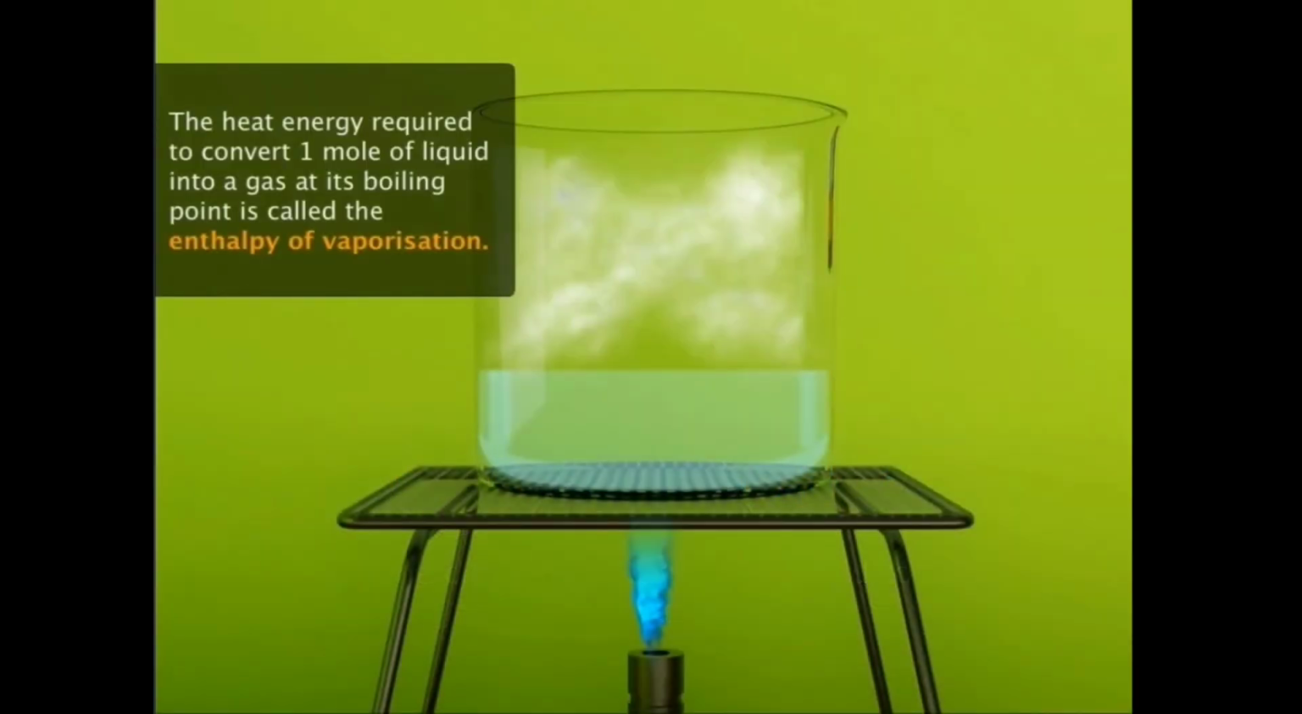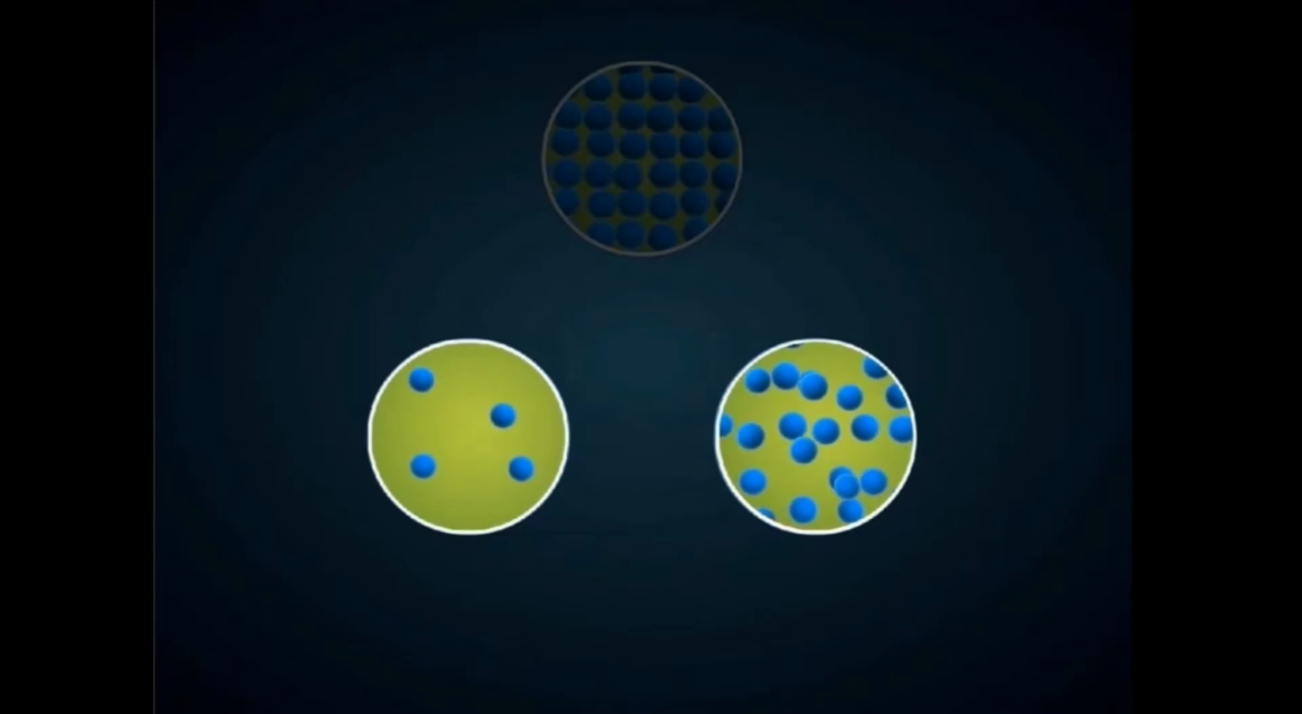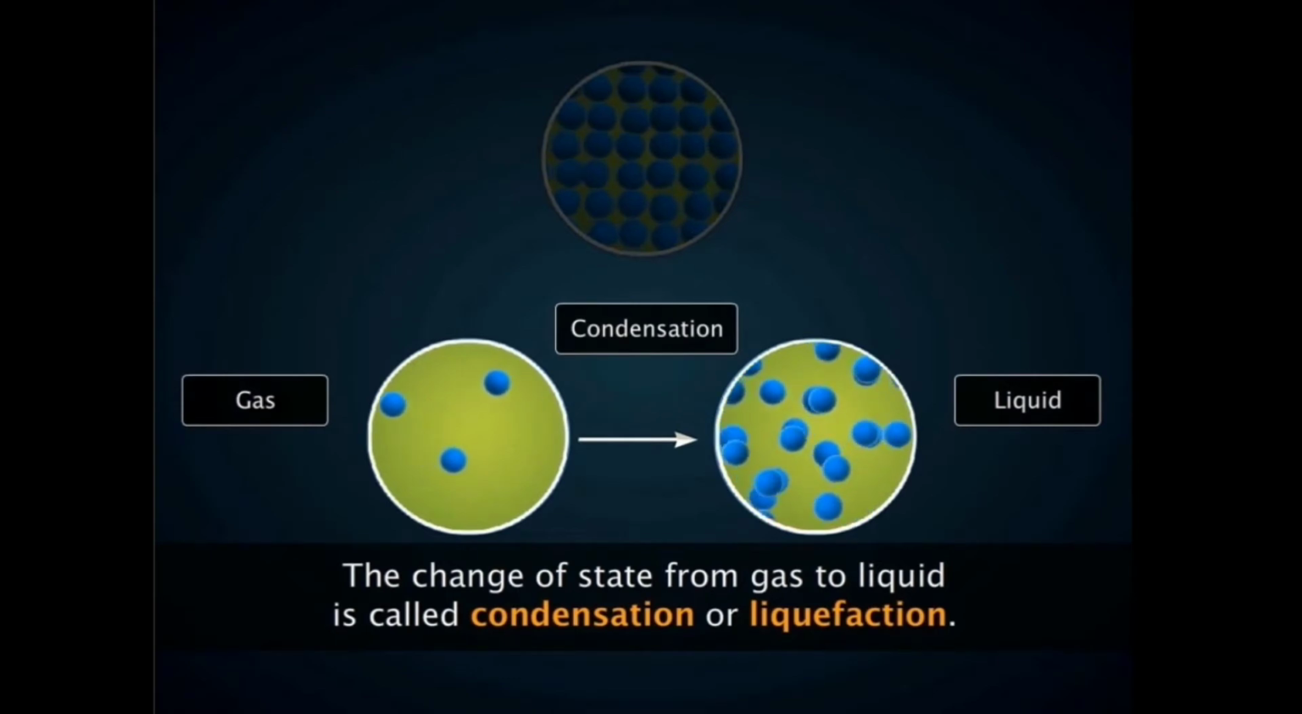The heat energy required to convert 1 mole of liquid into a gas at its boiling point is called the enthalpy of vaporization. Above its boiling point, a liquid exists only in its vapor state. If the gas is cooled, the forces of attraction begin to have an effect on the particles, and the gas condenses back into a liquid. Again, as those forces are re-established, heat energy is released. The change of state from gas to liquid is called condensation or liquefaction.